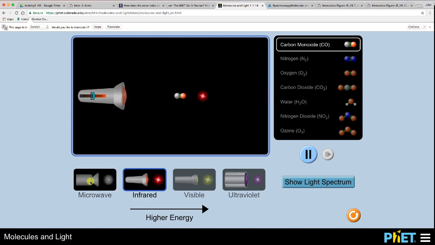We can also shine microwave light on there. And the microwave energy is even lower. But that can be absorbed by the molecule, but it causes the molecule to do something different. It causes it to rotate instead of vibrate. So there's certain rotational energies available to a molecule, and those are lower energies even still than the vibrational energies. So molecules can do a lot of different things. They can absorb a lot of different energies compared to atoms.